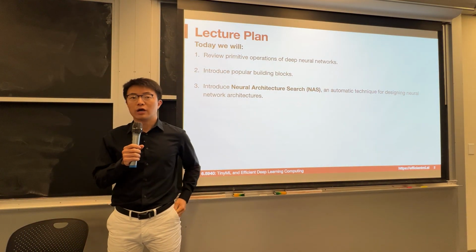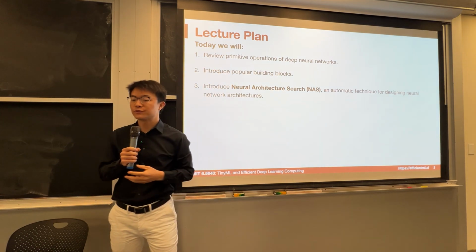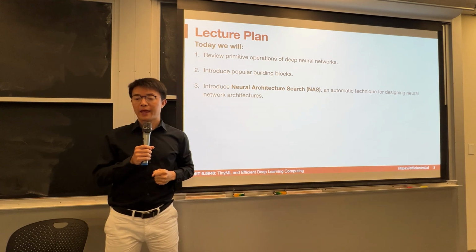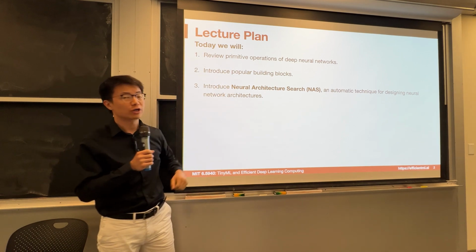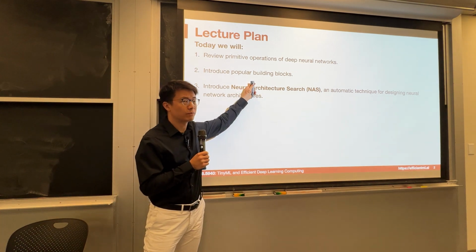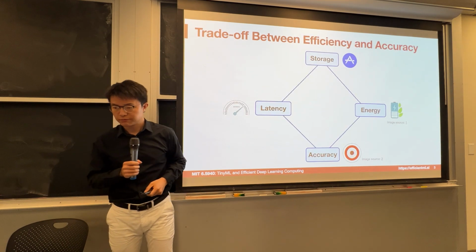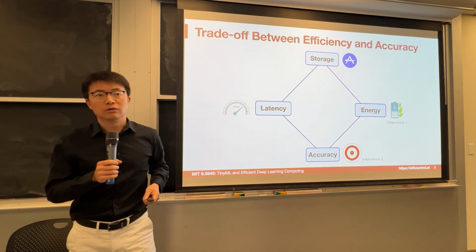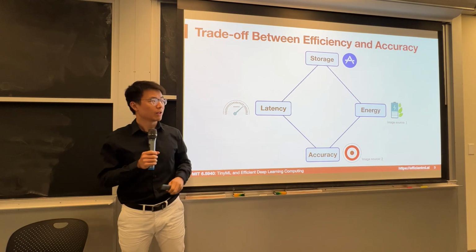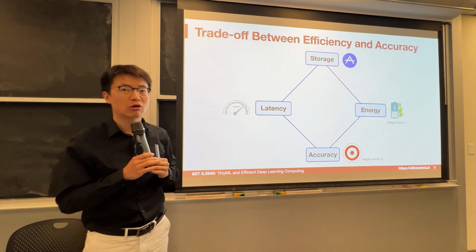Today, we'll talk about neural architecture search, starting from reviewing these basic primitives for deep neural nets with efficiency consideration. Following that, we'll introduce these popular building blocks and then introduce both the manual design and also the automated design using neural architecture search. The goal of neural architecture search is to find the best design point to balance all of our design goals. So let's just brainstorm a little bit.